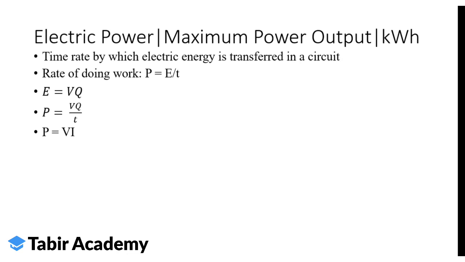So if a potential difference is applied across, let's say, some appliance, and current is flowing through that appliance, then the power dissipated, the power consumed by that appliance, will be equal to the voltage across that appliance multiplied by the current flowing through that appliance.